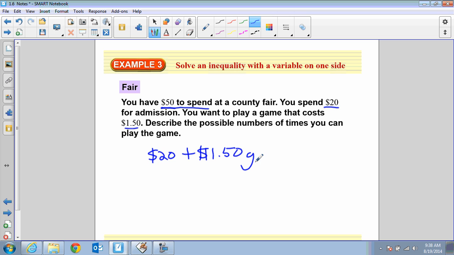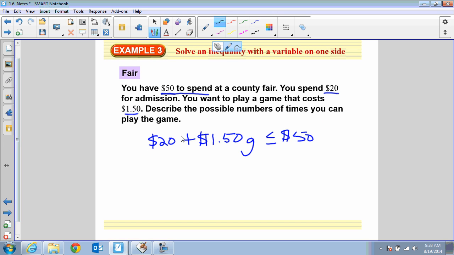I'll just call that G. Okay, it has to be less than or equal to the $50 you have total. So that would be a good scenario: you have $20, but the $1.50 game has to be less than or equal to 50 because you don't have more than $50. You can spend 50, you can spend less than 50, but you can't spend over 50. After that, you're broke, you're done.